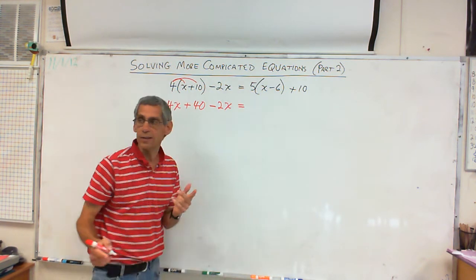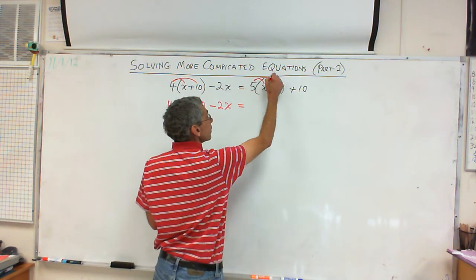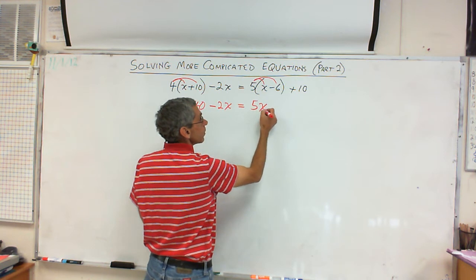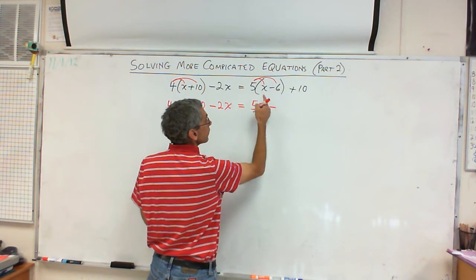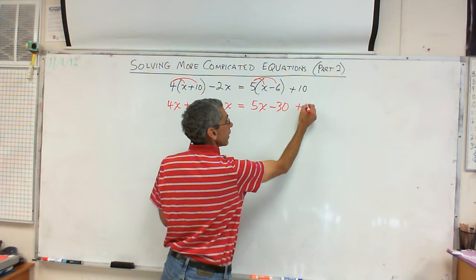I've got parentheses again. Not a big deal, right? I do my little arcs. And what's 5 times x? 5x. All right, what is minus, what's 5 times 6? 30. And then plus 10.